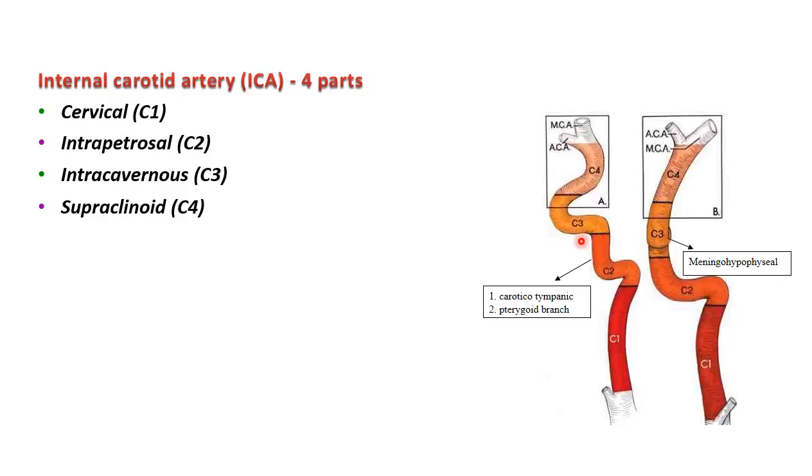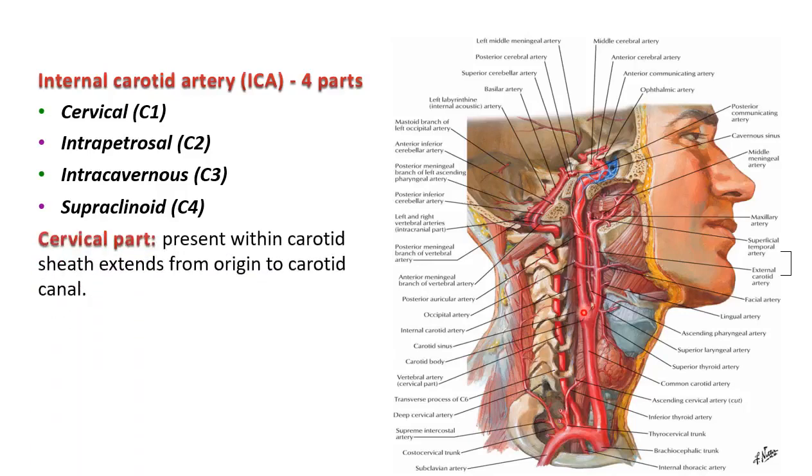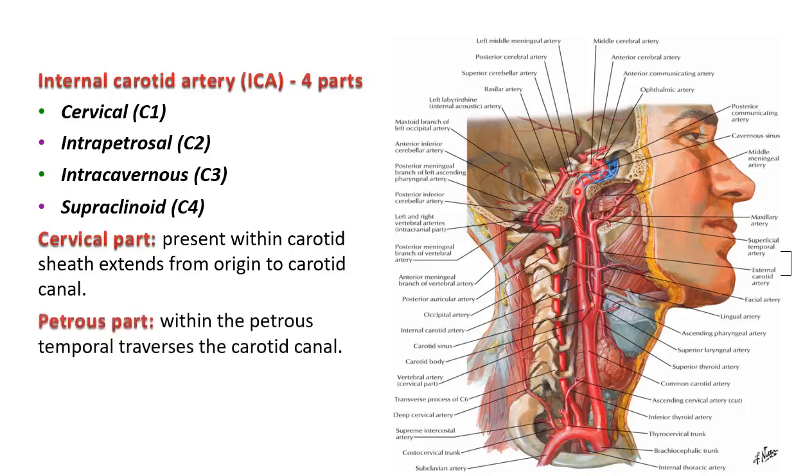Before that, a short definition of these parts. Here you are able to see the cervical part. After its origin from the common carotid bifurcation, it runs in the carotid sheath up to the carotid canal. The lower end of the carotid canal you are able to see here. The carotid canal itself is present within the petrous part of the temporal bone.